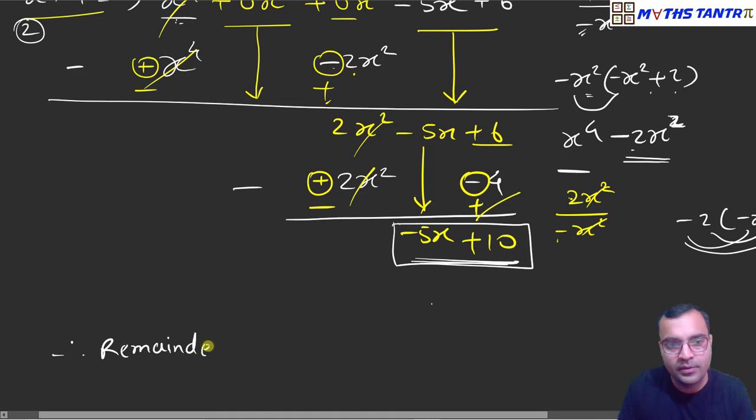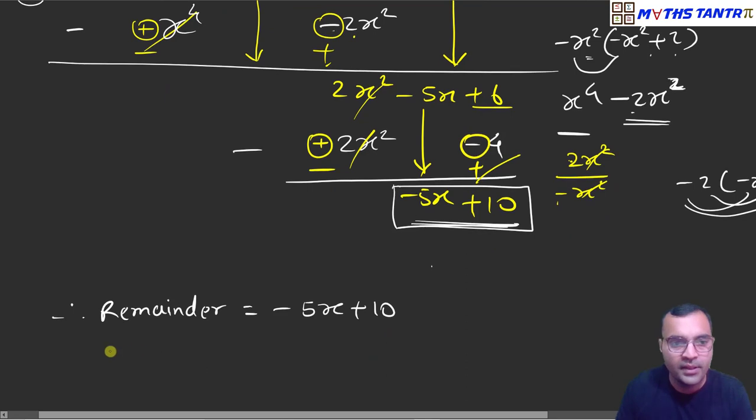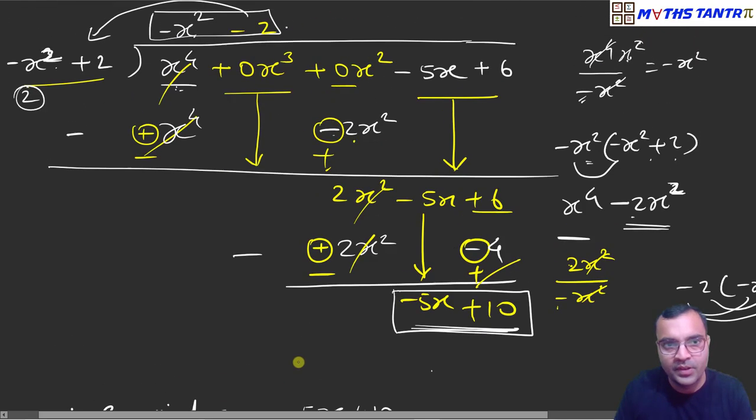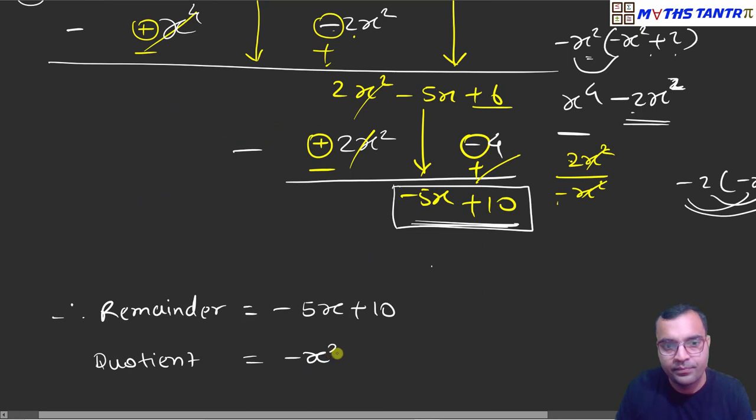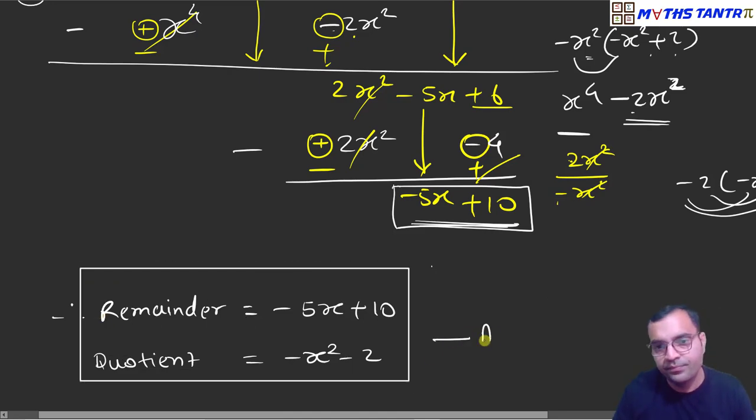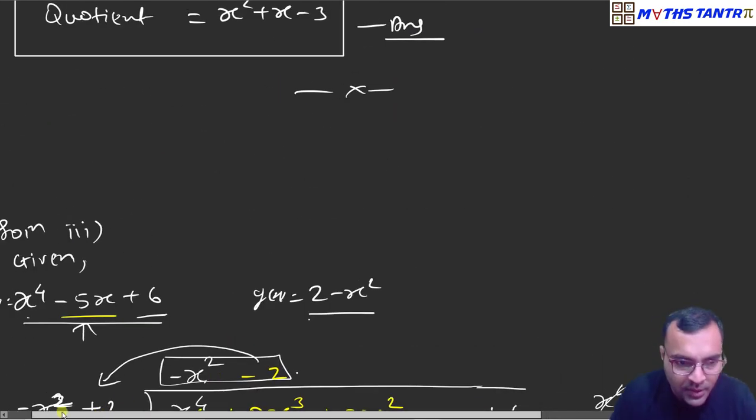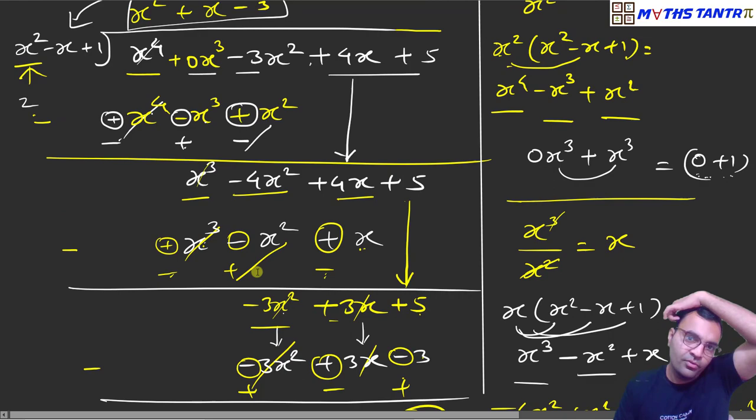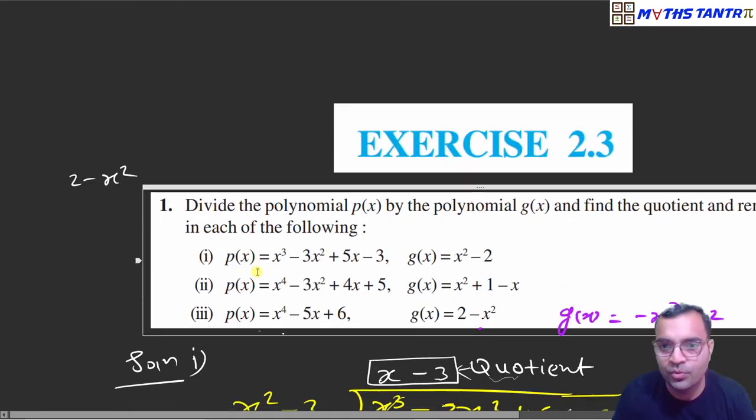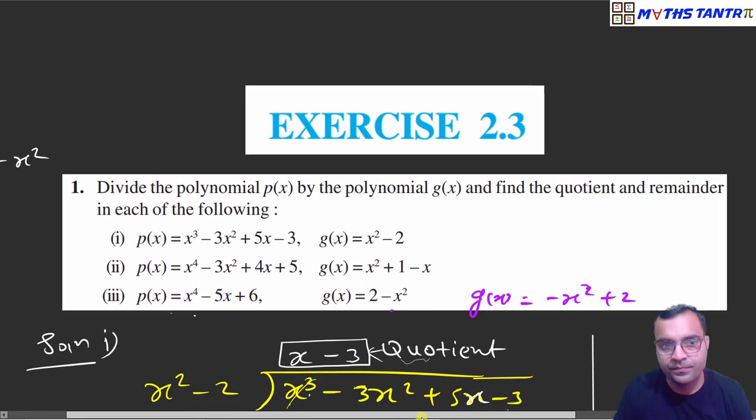Remainder will be equals to minus 5x plus 10 and quotient is minus x square minus 2. Always make the bracket for the last answer. Simple, right? So I hope everyone got the first 3 questions of first question from exercise 2.3. Getting it?